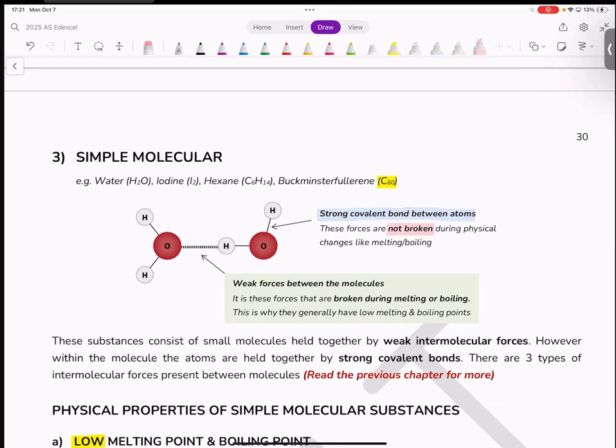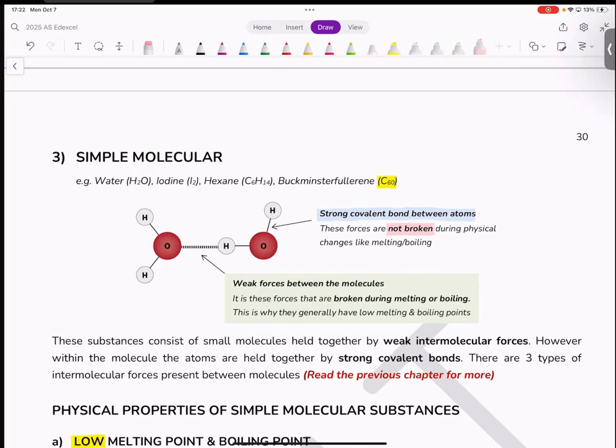If I ask you, water boils at 100 degrees, which is a relatively low temperature compared to some other substances in the universe. Why? If you start off saying it has strong covalent bonds between atoms, you're saying because of the strong covalent bonds, it has a low boiling point.